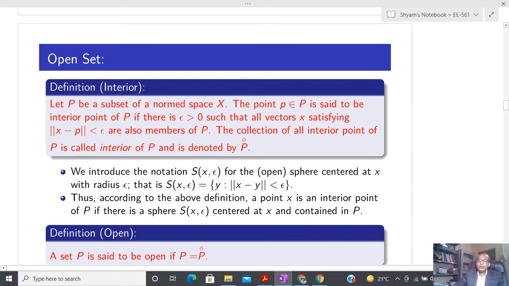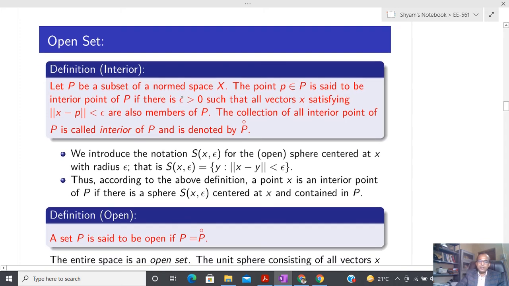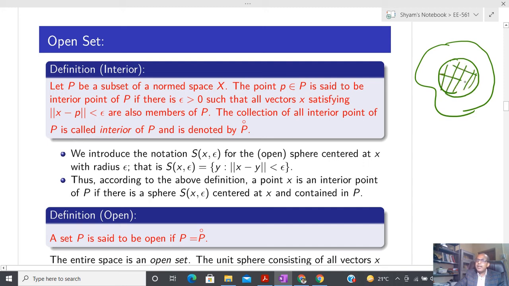So the first important concept we are trying to understand is interior. We are saying P is a subset of a normed linear space. So I have some kind of vector space, and inside the vector space I am going to select some subspace, and I know that some norm is here. So this subset now carries some norm. I am going to select P, which is a subset of the normed linear space X. So this region I am going to select.